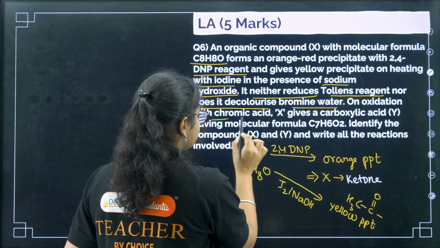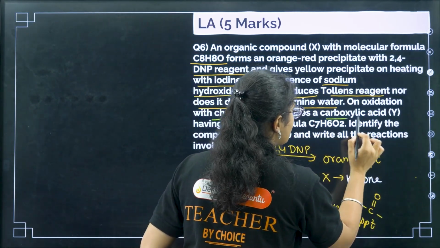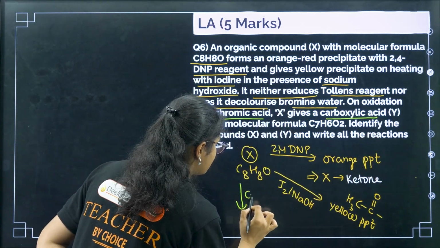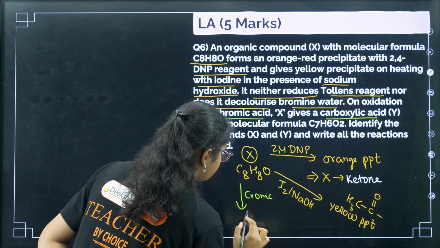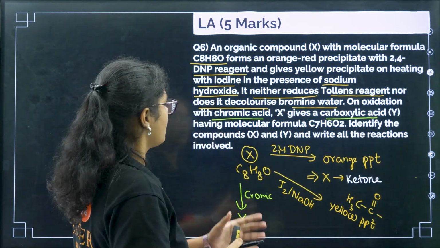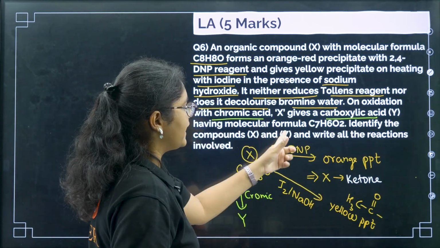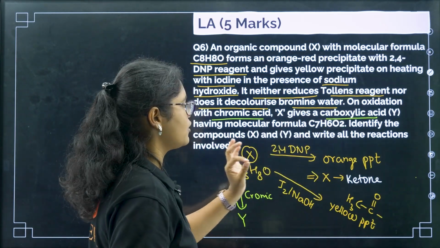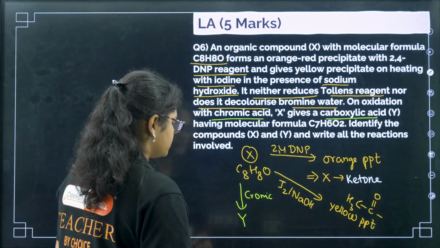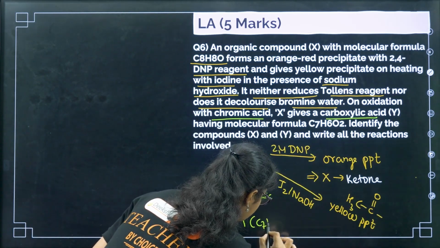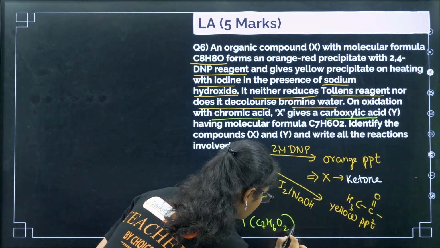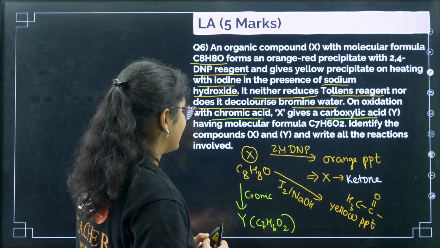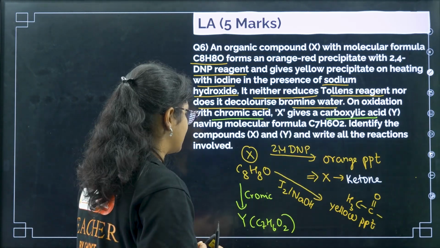So we know that this is a ketone group. Now, on oxidation with chromic acid it gives a carboxylic acid Y. So if you treat it with chromic acid, we get Y, right? That is what is given. On oxidation with chromic acid, X gives a carboxylic acid Y having molecular formula C7H6O2. Next, identify the compounds X and Y and write all the reactions involved.